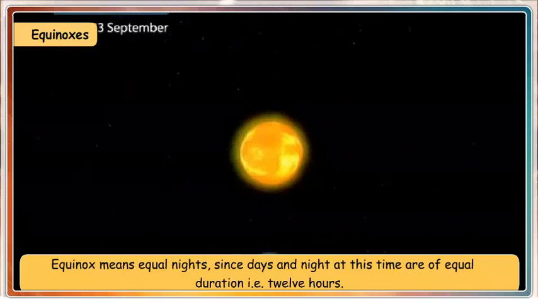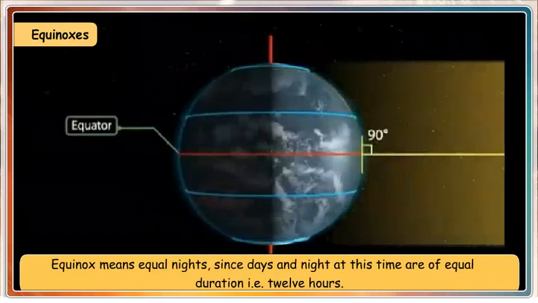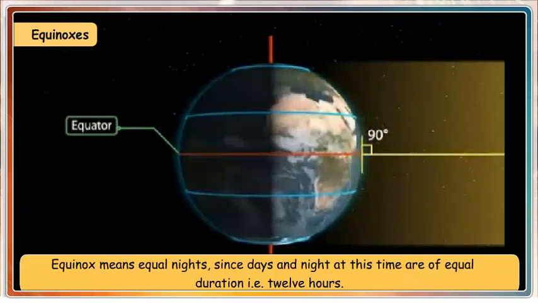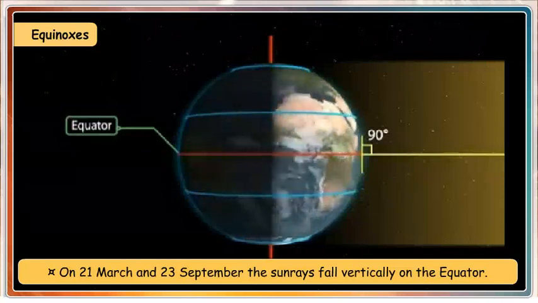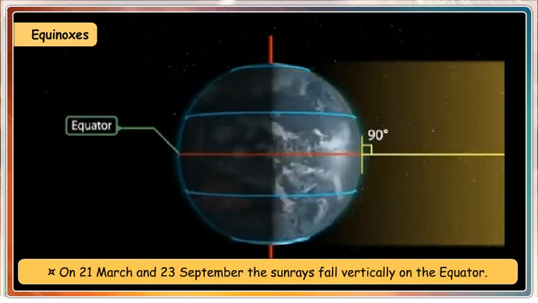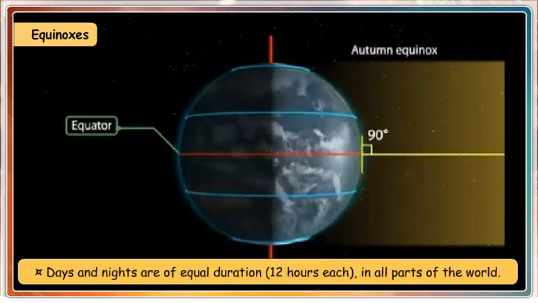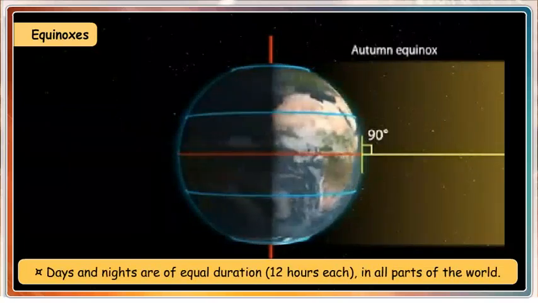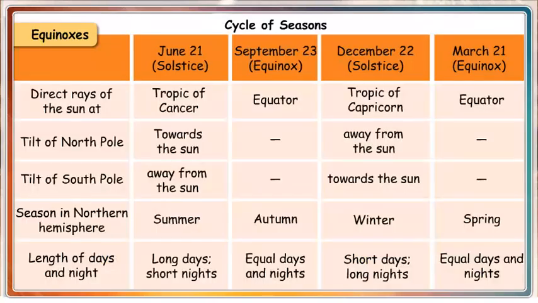Equinoxes. Equinox means equal nights, since days and nights at this time are of equal duration, that is, 12 hours. On 21st March and 23rd September, the sun rays fall vertically on the equator. Days and nights are of equal duration, that is, 12 hours each in all parts of the world.